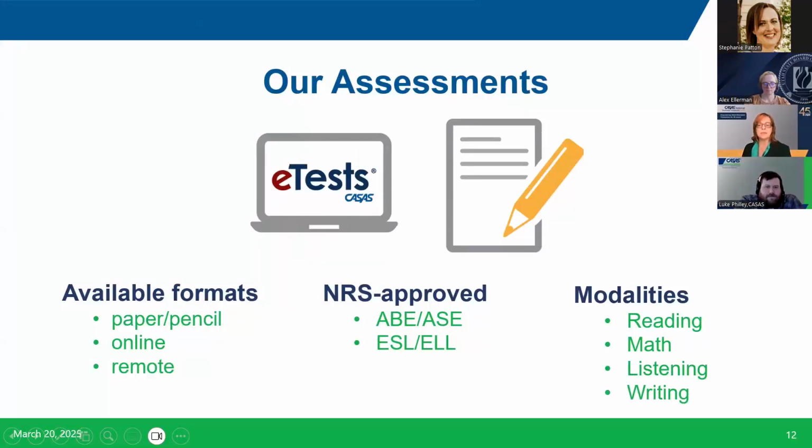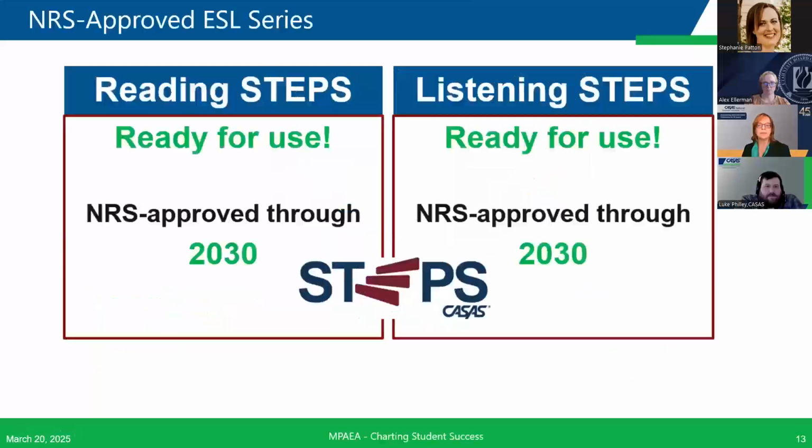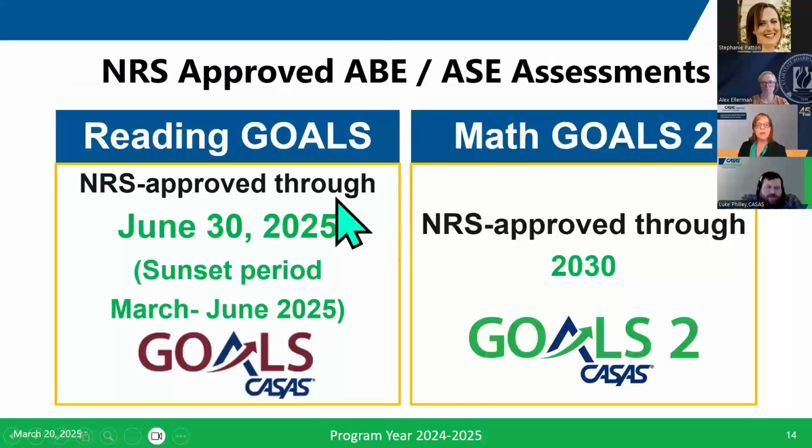So that's a really nice benefit as well, getting a sense of what our students can do when it comes to writing to a prompt. What's approved? STEPS, reading, and listening. So the reports we're going to look at today are going to show you test results in reading and listening. We're going to look at a student, Wilhelm, and Wilhelm is using the STEPS test because he's an English language learner. And also reading goals and math goals 2.